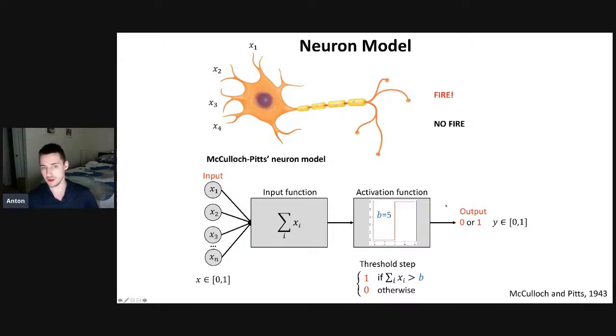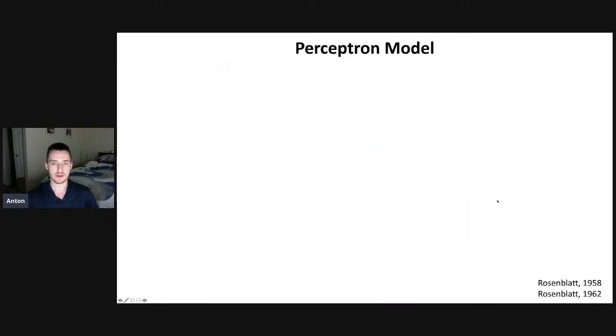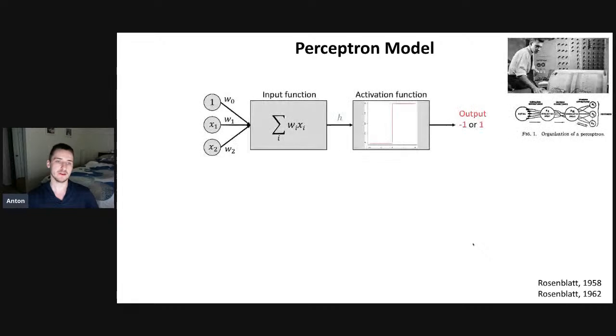Unfortunately, in its present form, this model can't learn anything. We can just feed our inputs and get our binary output. So this is when the revolution started, with the Perceptron model that was proposed by Rosenblatt in 1958. And this is the model itself. As you can see, it's very similar to our previous neuron model. We have our inputs, for simplicity, 3 inputs here. We have an input function and we have an activation function.